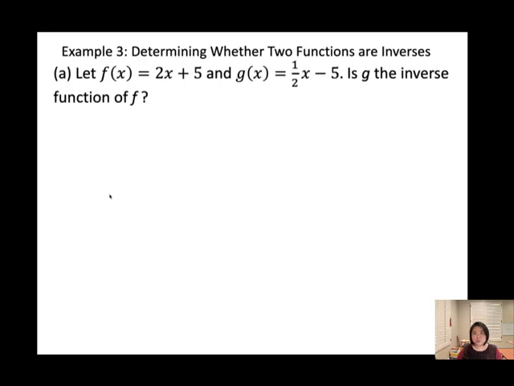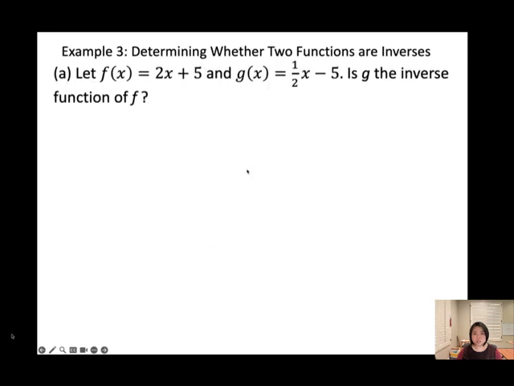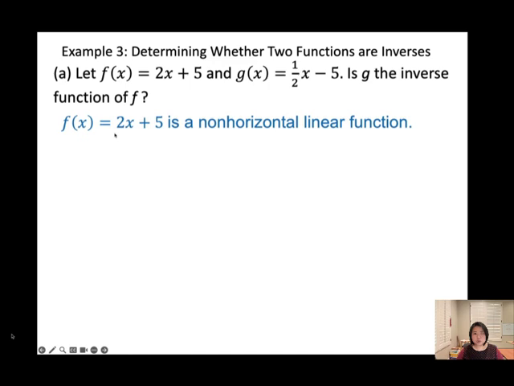Determine whether two functions are inverses. So we want to know if these two functions are inverses. So we're gonna apply this definition. Okay, we need to check both of them. Make sure they're gonna be equal to x. So first, f of x is 2x plus 5, a non-horizontal linear function. This is talking about a linear function, but not horizontal, right? A horizontal line doesn't pass the horizontal line test.